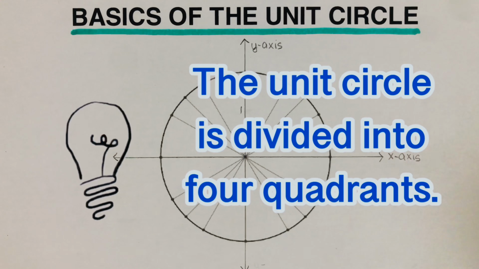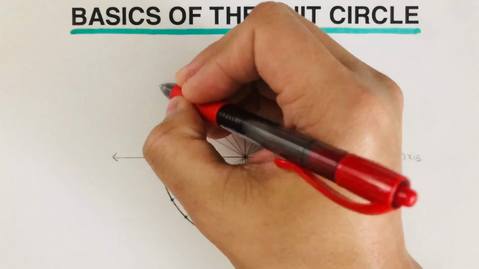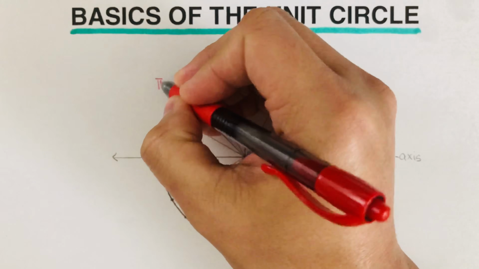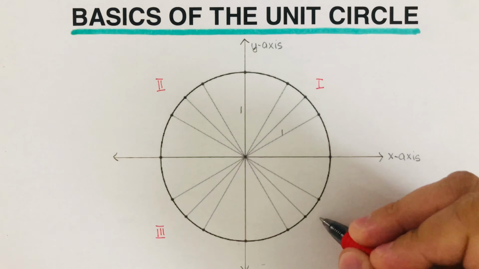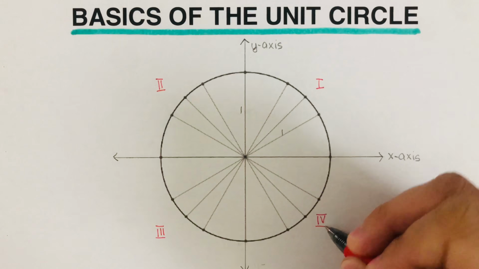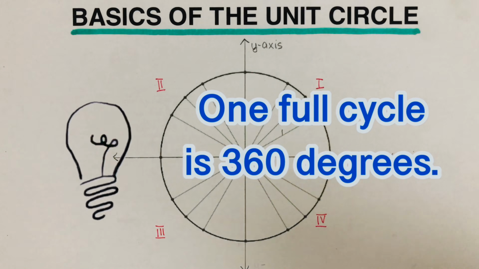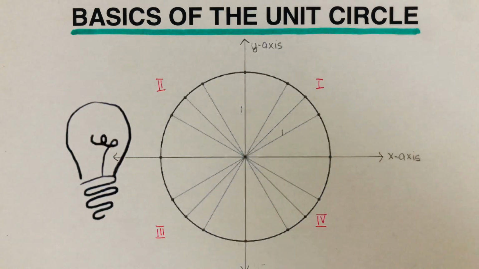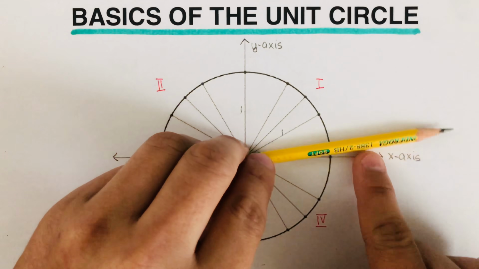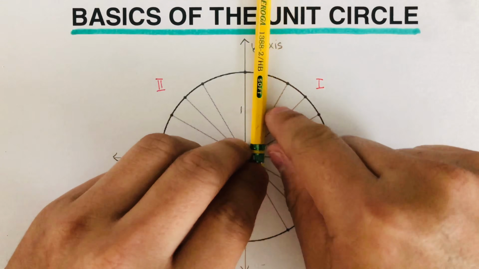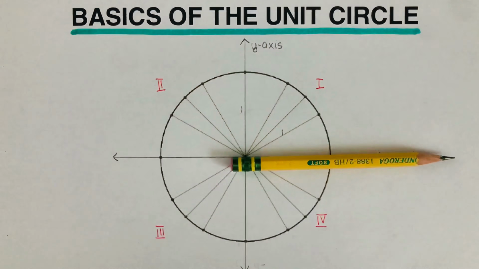Now, another thing that we need to remember is that the unit circle is divided into 4 quadrants. This side right here will be our first quadrant. This part right here is our second quadrant, and this will be the third quadrant right here. And this part right here is the fourth quadrant. Also, one full cycle of a unit circle, and all other circles, is 360 degrees. If we start from the 0 right here and turn this pencil around the center of the circle, one full cycle would be 360.